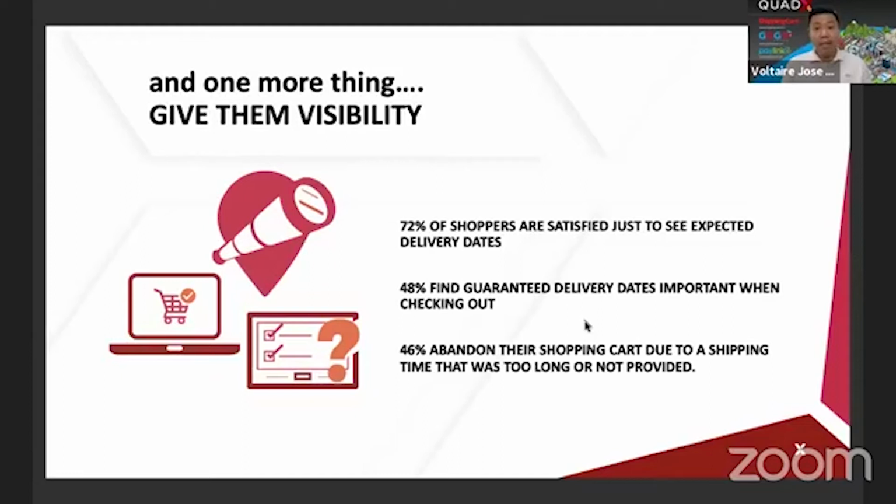48% find guaranteed delivery dates important when checking out. Kasi sometimes they buy their necessities from you and they want it on a specific date. So if you can't deliver it on a specific date, they'll look somewhere else who can guarantee it to them, or worse, go to a physical store. And third, 46% abandon their shopping cart due to a shipping time that was too long or not provided, or in some cases keeps on moving, which creates uncertainty. So be exact in the commitments that you give to the customers, so that they'll stick with you.